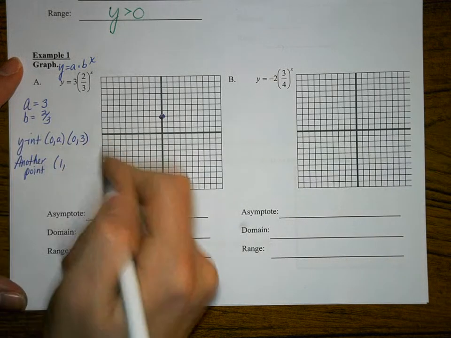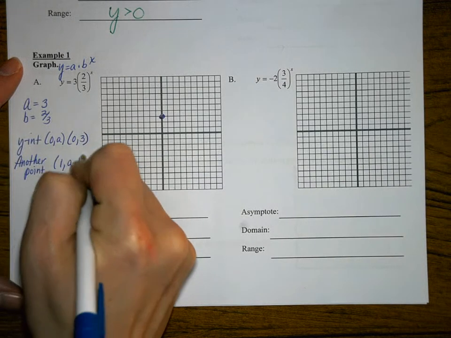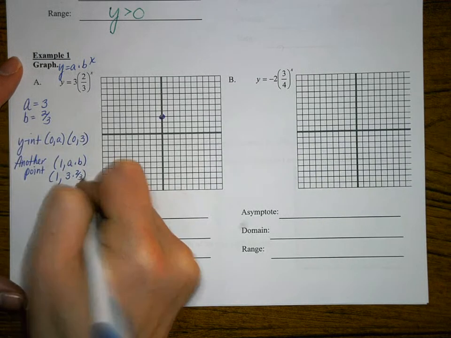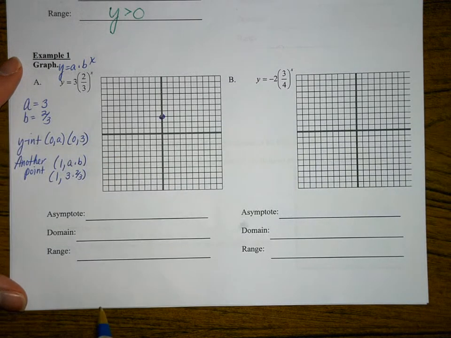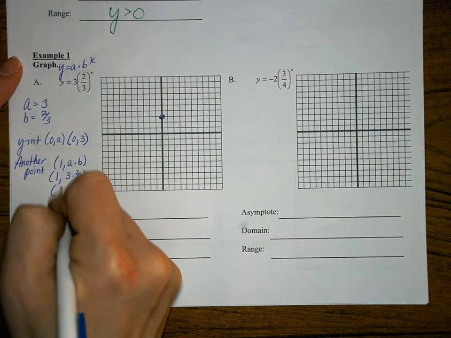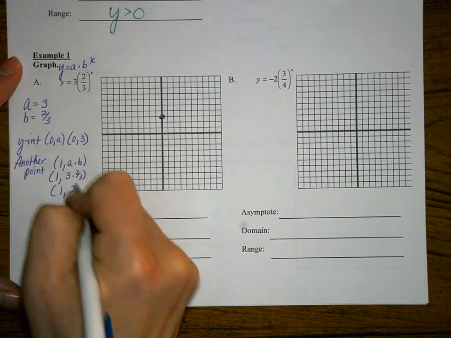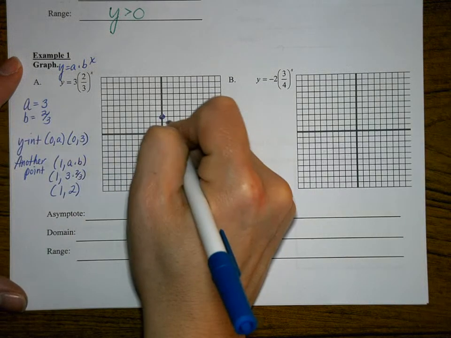All right, the x is 1, the y is a times b. So 1, comma, 3 times 2/3, and 3 times 2/3 is what? 2, perfect. So I'm at 1, 2, so I go to the right one, and I'm up 2.